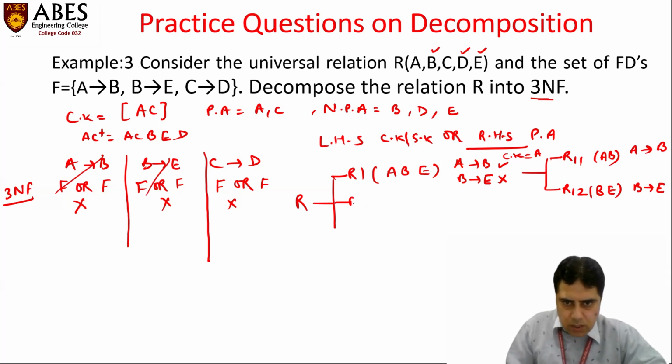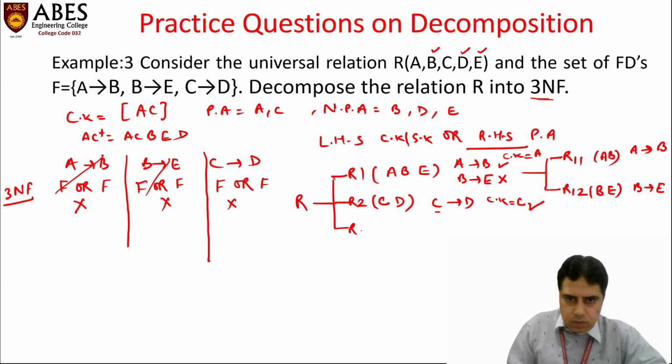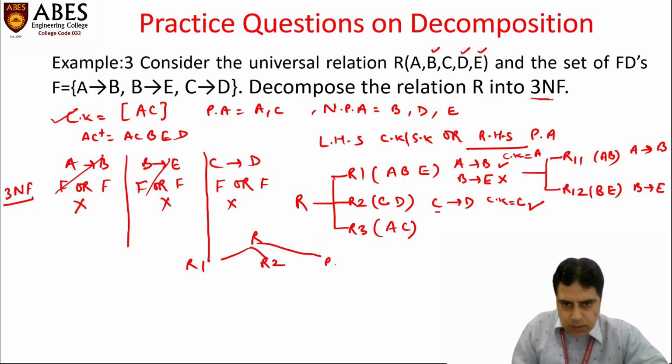Now R2, with C and D. The functional dependency is C determines D. Here the candidate key is C, and the left hand side is the candidate key, so this functional dependency comes under 3NF. Now there is one more decomposition. R3 is of the candidate key, and the candidate key is AC.